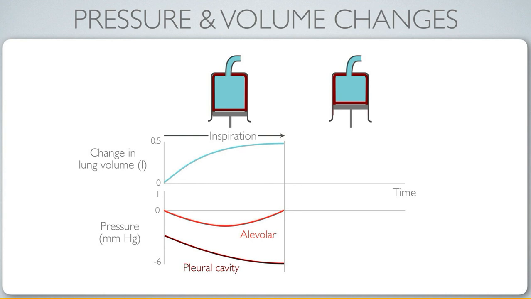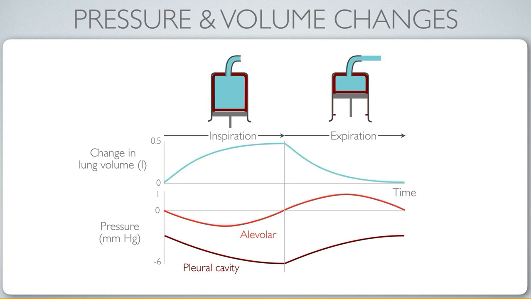On expiration, we have a reversal. So the thoracic cavity reduces in its volume. There's that drop in volume that we see there. The alveoli now have a positive pressure, okay? Right here at the end of inspiration, you have all those moles of gas entering into the alveoli, and they've reached equilibrium with the outside world.